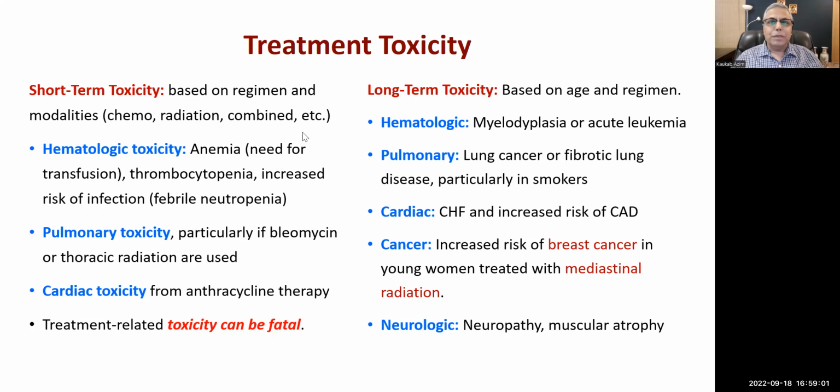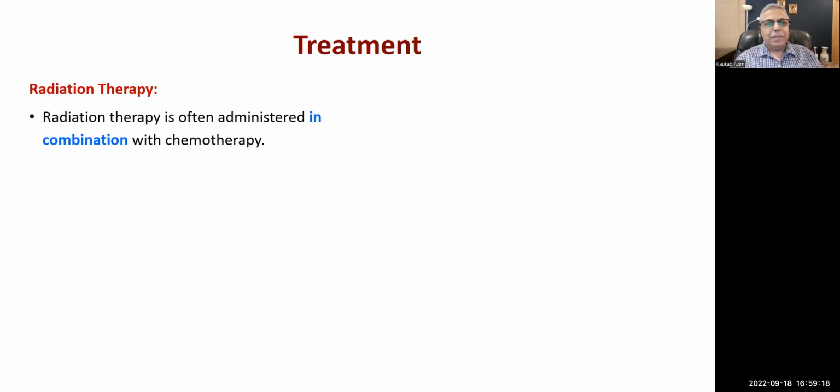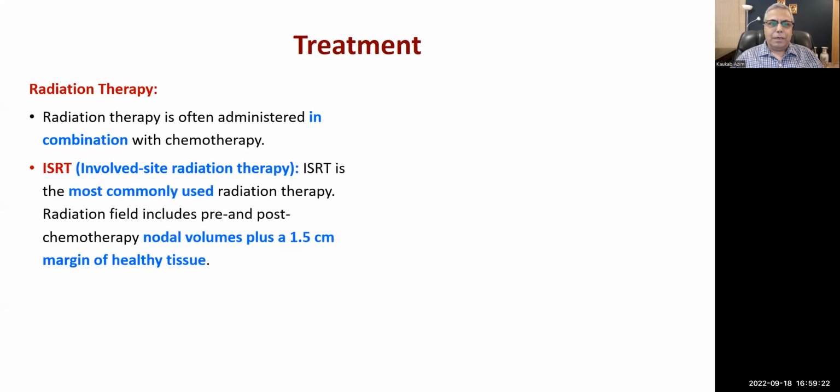Right, so let's continue with the lecture, and I have turned on the recording. So this was all about treatment toxicity, and now we go on to radiation therapy. Radiation therapy is often administered in combination with chemotherapy. It is known as involved site radiation therapy, ISRT. It is the most commonly used radiation therapy in lymphomas.